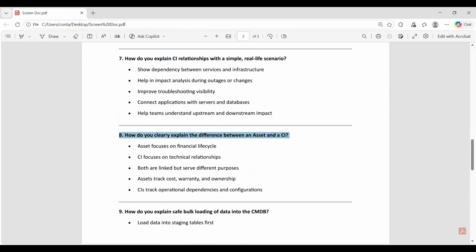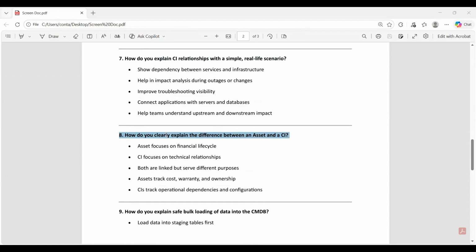How do you clearly explain the difference between an asset and a CI? Very old question, but people are still asking it many times, so you have to be very clear on this. The easiest way to explain it is that an asset is mainly focused on financial and life cycle tracking, whereas a CI is mainly focused on technical and operational aspects.